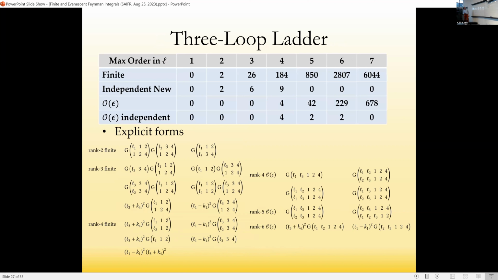And here, if you're looking at these evanescent ones, then you have 8 of them up through rank 6. But again, the highest rank ones really should be assigned to lower topologies because they have factors of the propagator denominators inside. So it's through rank 3 that you find truly independent ones that preserve the topology, and for the evanescent ones through rank 5. Whoops, I see there's actually a typo here. Fix that in the draft.